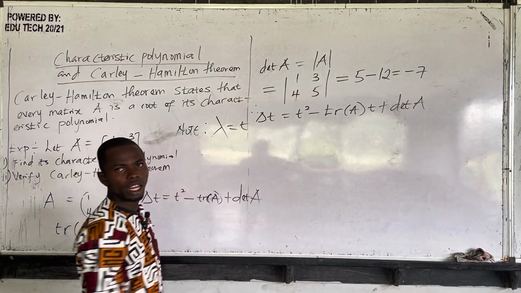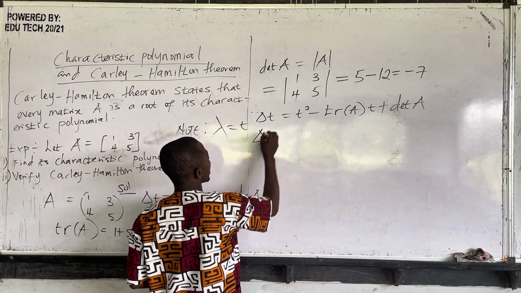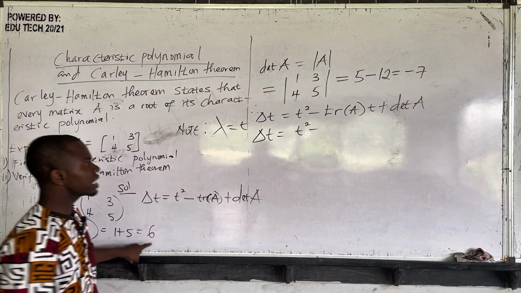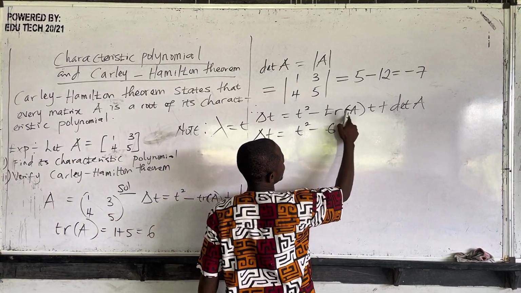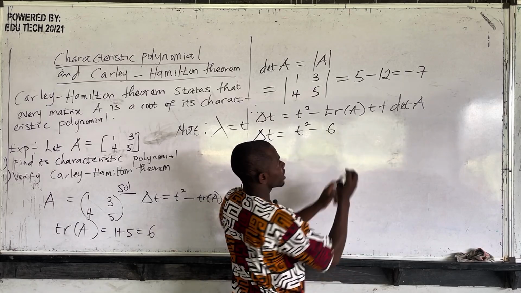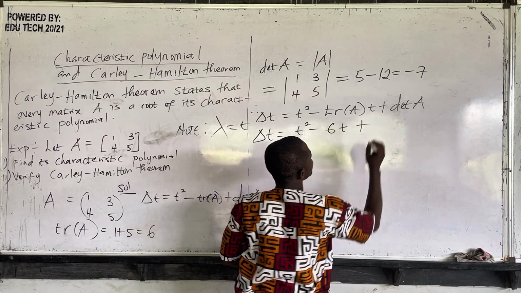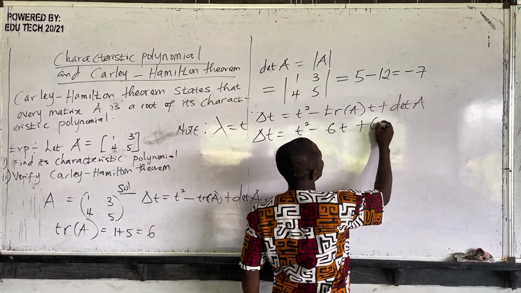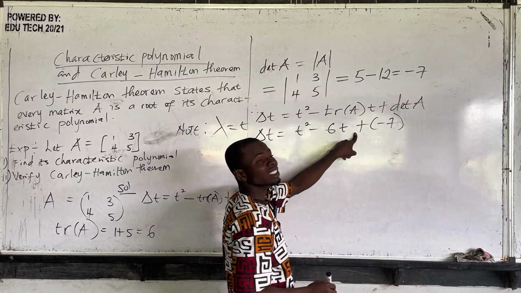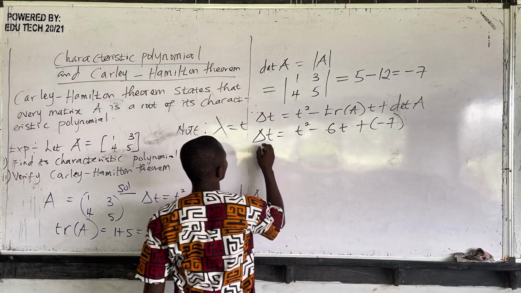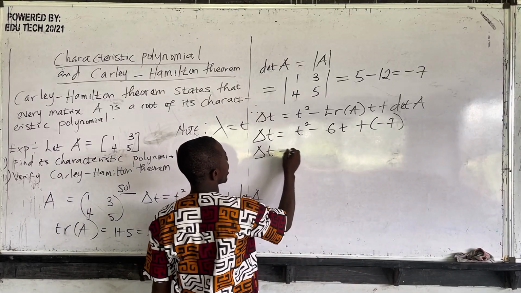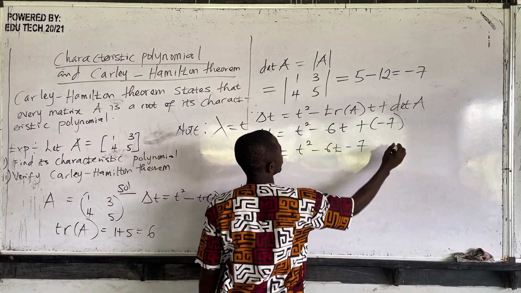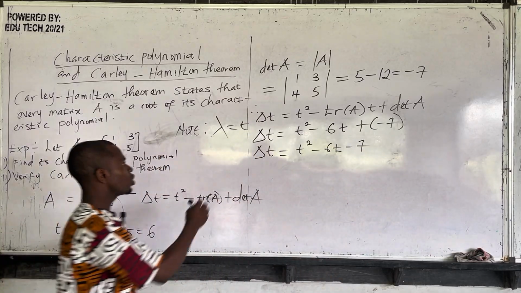So I'll just plug the values into the characteristic polynomial formula, which is t squared. What is the trace? The trace is 6, so minus 6 for the trace of A, then t there. Then plus the determinant of A, which is minus 7, in brackets. But because plus times minus is minus, the characteristic polynomial will now be t squared minus 6t minus 7. That is the characteristic polynomial.